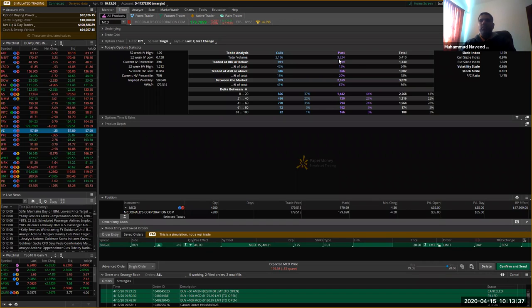So there are 3,224 put options. There are 2,186 call options. So by just looking at this, this tells me that there are more people who are betting that in future, the price may go down.